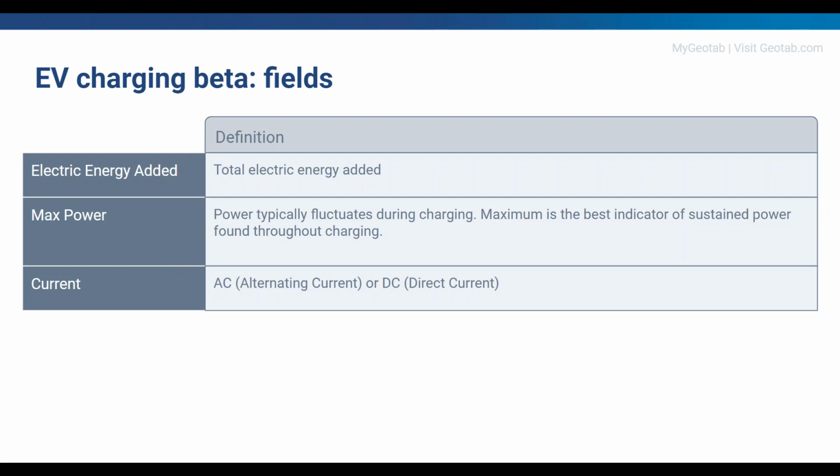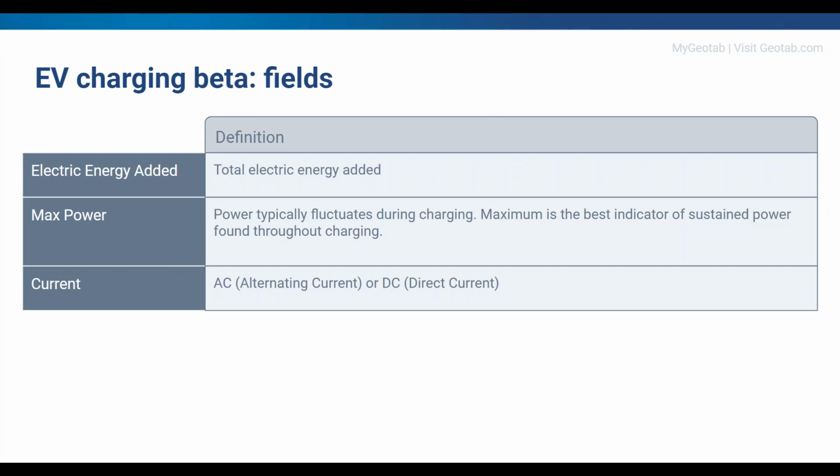Power is the rate at which energy was added. So it's the kilowatts and not the kilowatt hours. Kilowatt hours would be the energy, kilowatts would be the power. And the higher your power is, the faster your energy is being added to the battery.